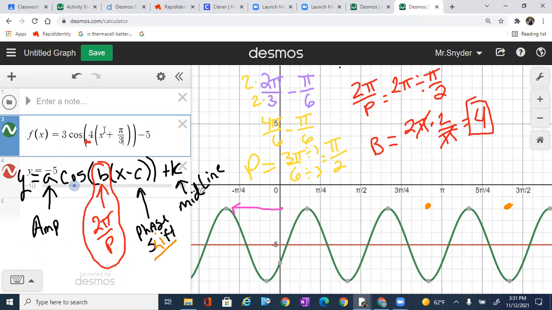We start with our midline, go to our amplitude. We have to find our period so we know the B value. And then we can start picking points for the phase shift. Hope that helps. And just remember, when you do a phase shift, there are lots and lots of numbers you can put in there to make it work.